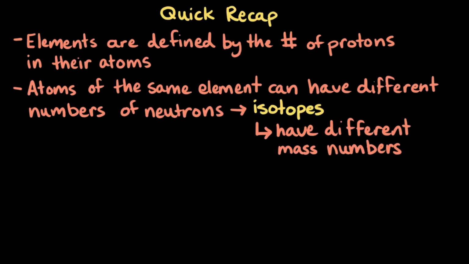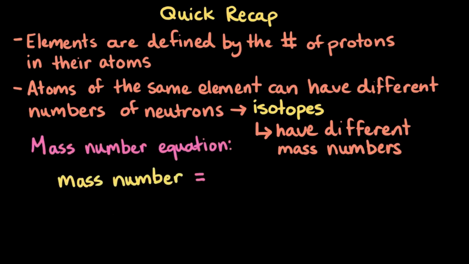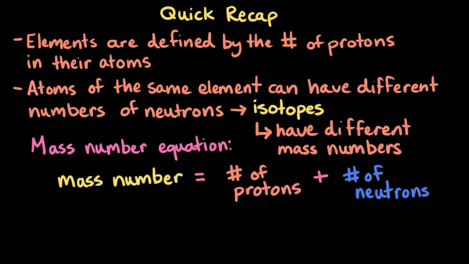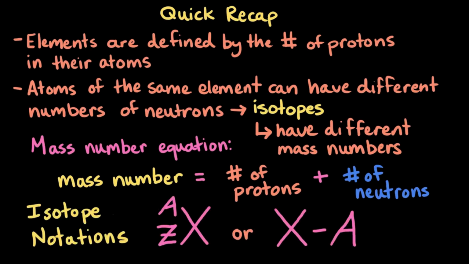An atom's mass number can be described by the equation mass number equals the number of protons plus the number of neutrons. And lastly, we can describe isotopes using a couple of different notations, which are shown below.